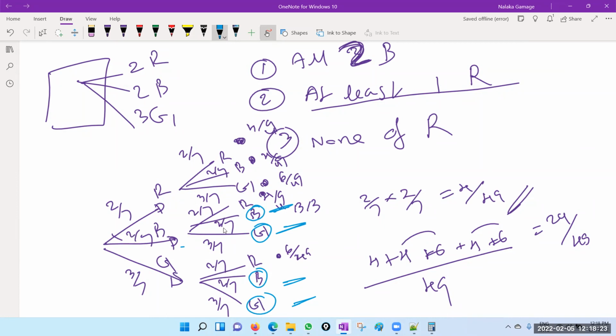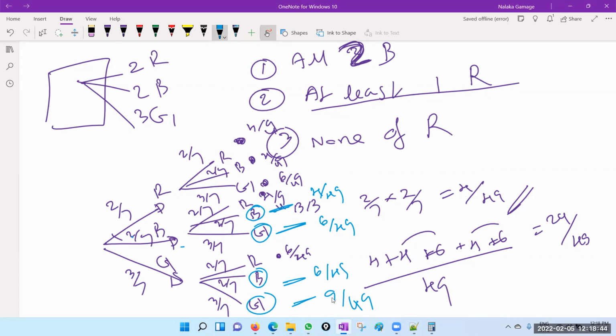Now what is this? 2 into 2 is 4 divided by 49. So this is 2 into 3, 6 divided by 49. So this is 6 divided by 49. This is 9 divided by 49. So the final answer is 6 plus 4. 6 plus 4 is 10.